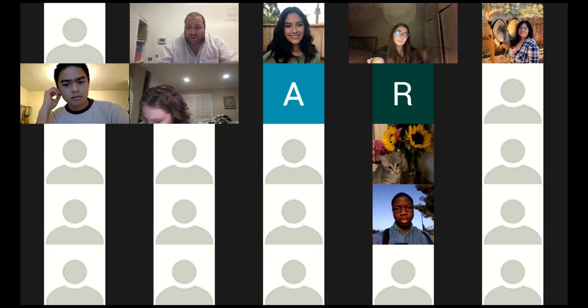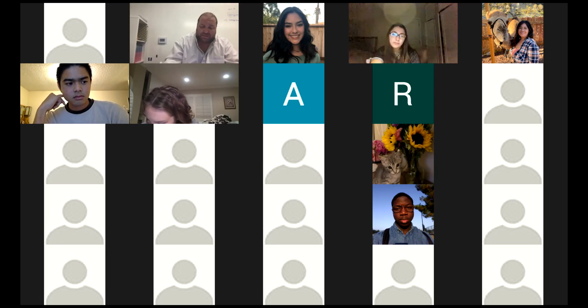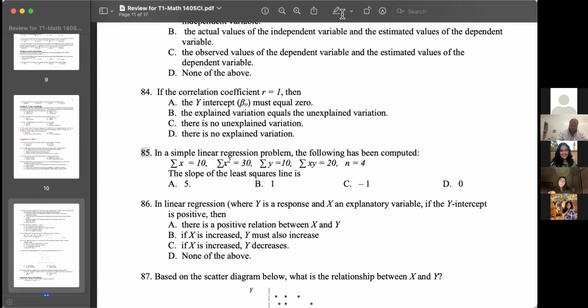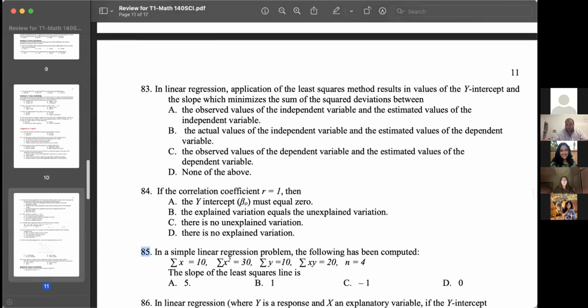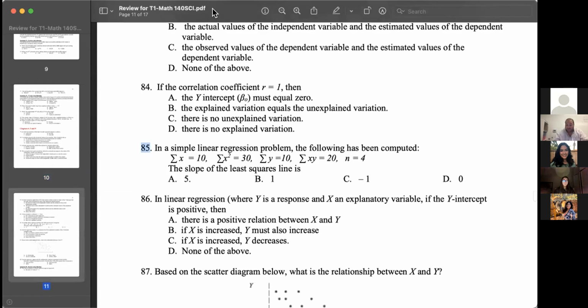Like X bar, for example. What is the formula for X bar? Can you share your screen again for a second? Just to take you in the right direction. What's the formula for X bar? It's the sum of the X's over N, correct? You sum your data points over the number of observations, correct? Okay, well, they gave me the sum of my data points. It's 10. And they gave me N, it's 4. So X bar is 2.5. Right?